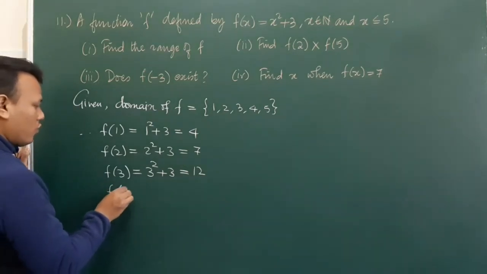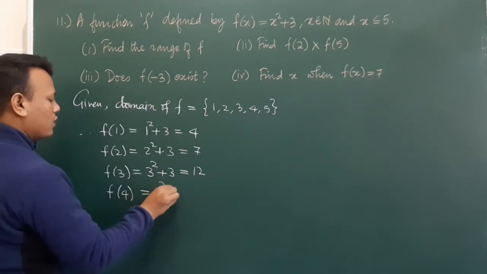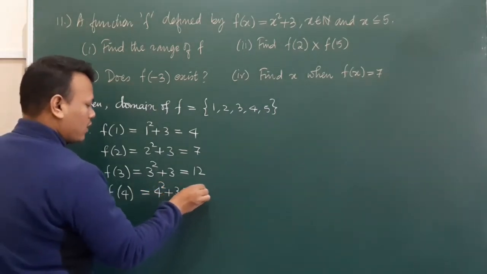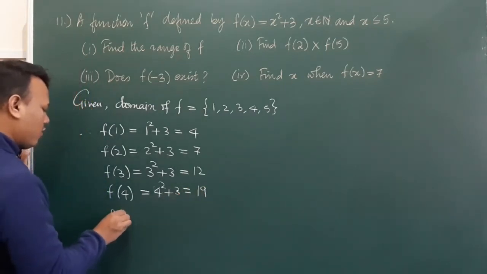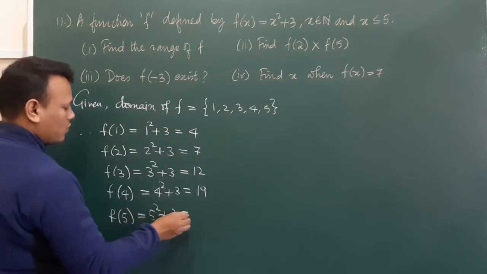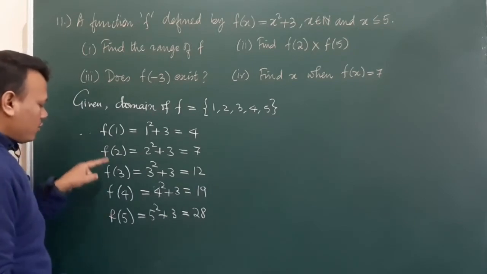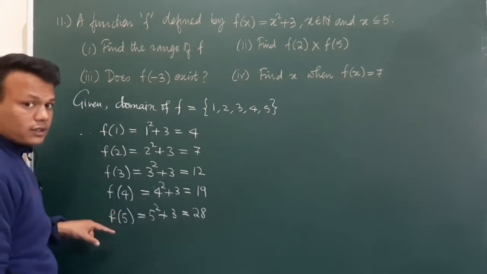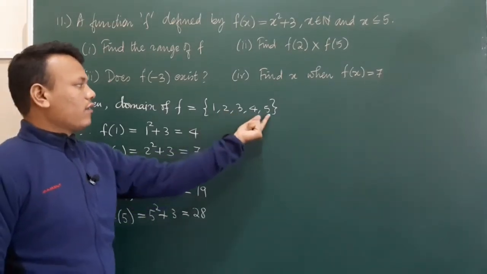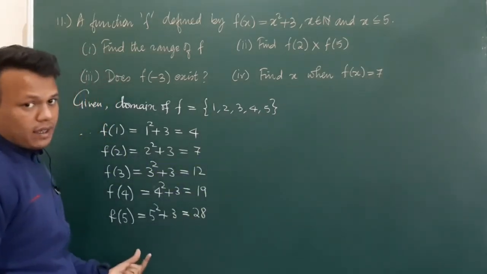Similarly we have f4 equals to 4 square plus 3. So 16 plus 3 is 19, and we have at last f of 5. So f of 5 means 5 square plus 3. So 25 plus 3 is 28. So these are the only possible values of fx, isn't it? Because we cannot take f6, because in domain we have got the numbers till 5 only. The value of x will be till 5 only. So that's why we cannot take f of 6.